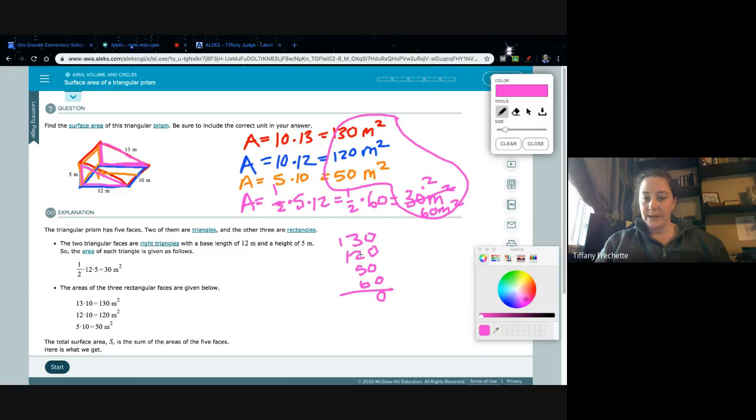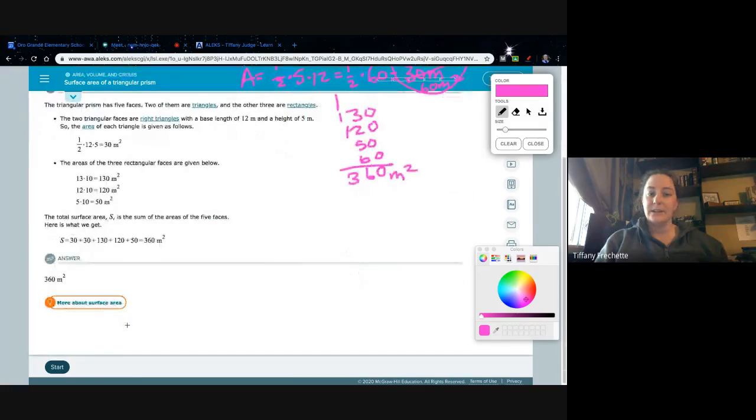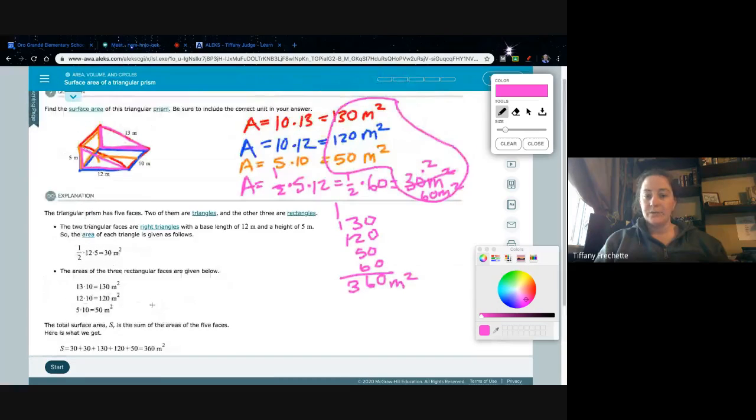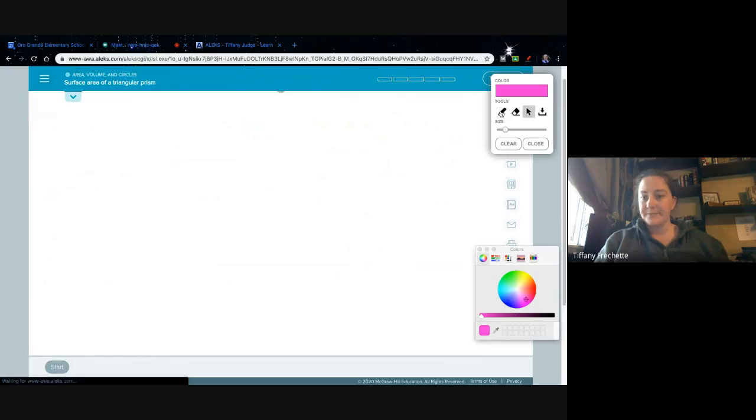I'm going to add straight down, and then I have 5 plus 5 more is 10 plus 6 is 16. Then I end up with 3. So I end up with 360 meters squared. If we scroll down, this is exactly the same thing they did here. Just they did it a little less colorful than I did. So I'm going to go ahead and clear this out, and we're going to go ahead and start this.